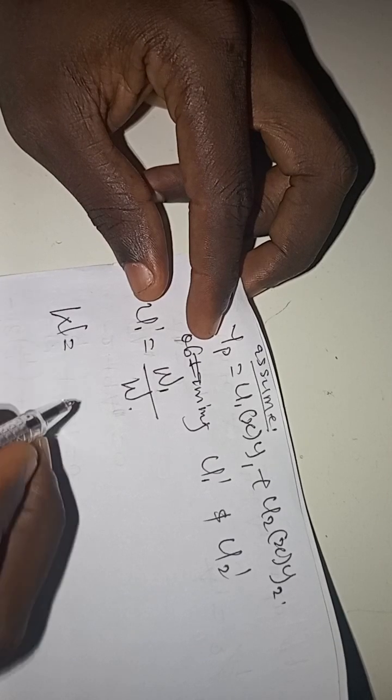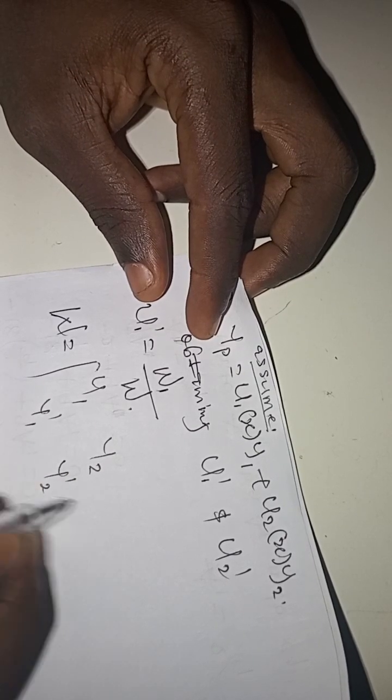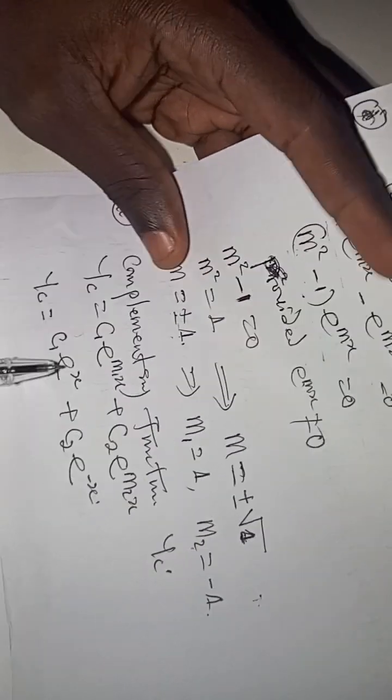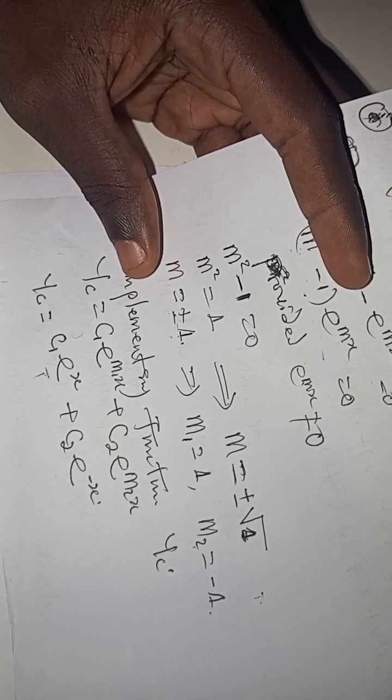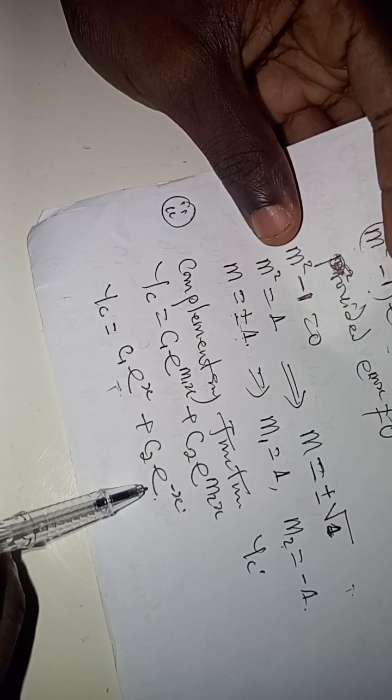The general Wronskian, like I said earlier, is given by y1, y2, y prime 1, y prime 2. Right, so from this case, we'll be making use of our complementary function here. So these are our y1 and these are y2. From the law, exponential m1x and exponential m2x give y1 and y2. After replacing it, I got this. So my y1 here is this, and my y2 here is this.